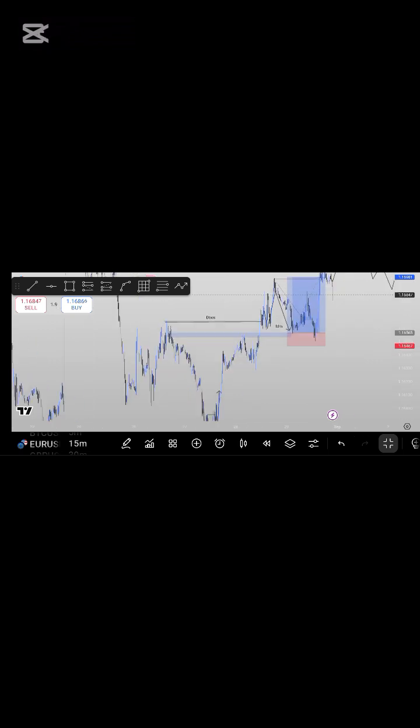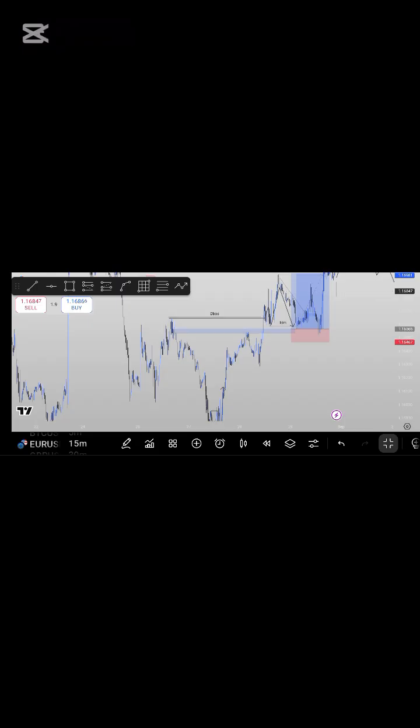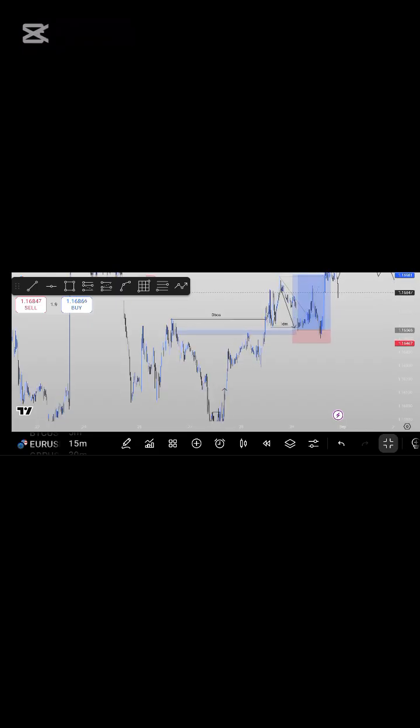So guys, this was it. How I trade Euro USD this week.